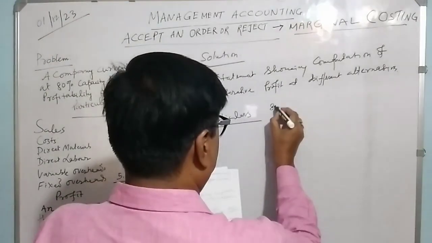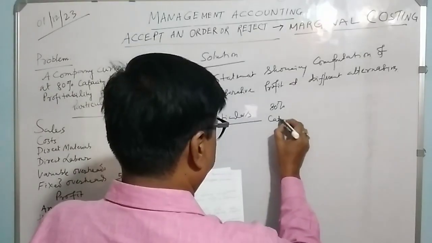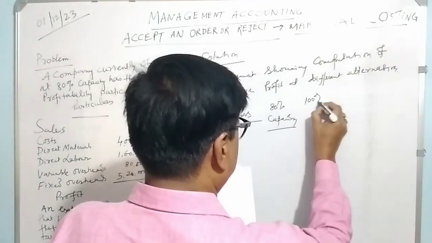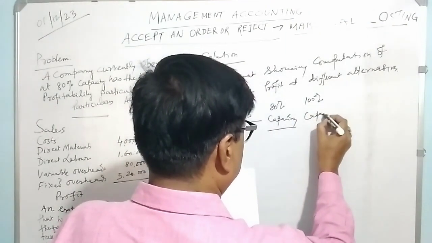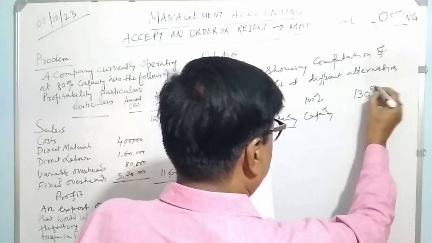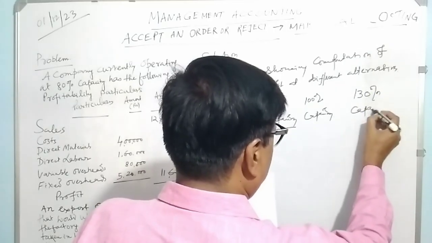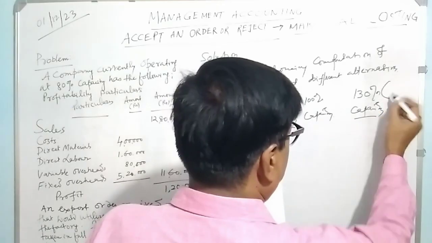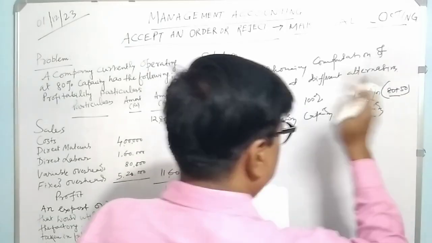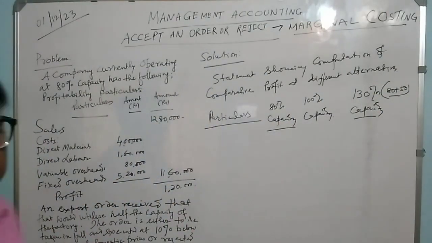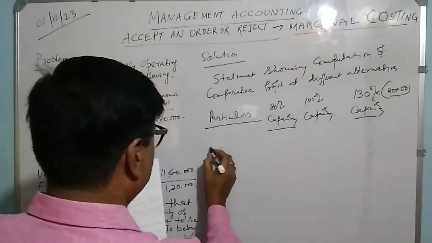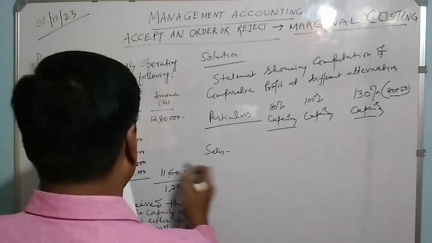Next, your 80% capacity, 100% capacity, then your 130% capacity. So you understand why we have taken 130%: 80% plus 50%. At this 130%, both export and your domestic supply can be possible. So now we start with your sales.